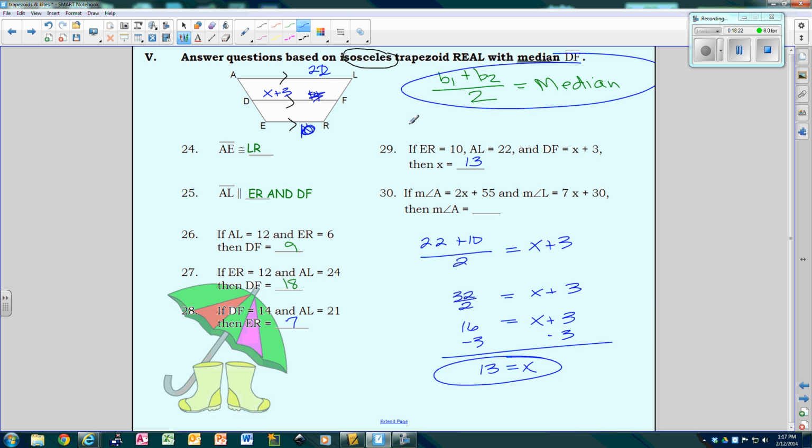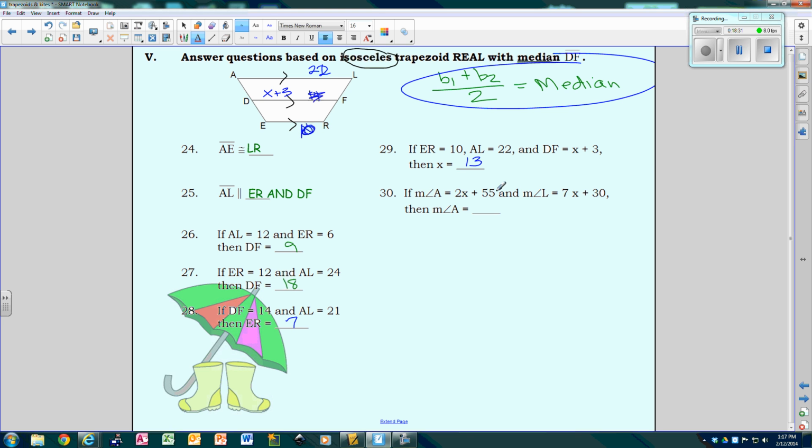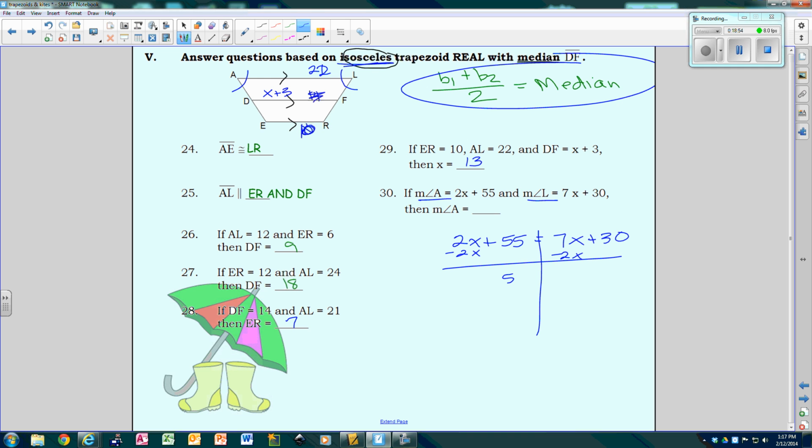All right, last one. Let me erase all this. All right. If angle A is 2x plus 55, so angle A is equal to angle L because it's isosceles. So if A is equal to L, then that means 2x plus 55 is equal to 7x plus 30. So let's do our math. So subtract 2x. So I get 55 is equal to 5x plus 30. I'm going to subtract this 30. And I get 25 is equal to 5x.